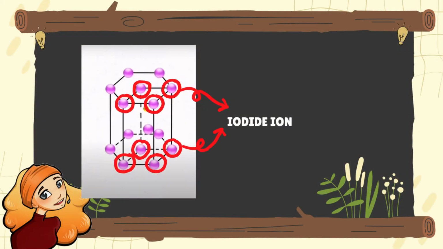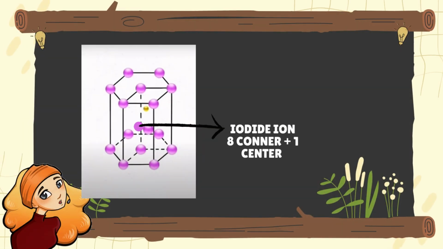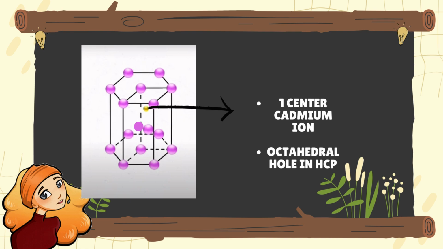As we can see, this is one unit cell of the hexagonal, and the 8 corners that I circled represent the iodide ion. Additional to that, there is one more iodide ion at the center of the unit cell, specifically at the coordinates of 2/3, 1/3, and 1/2. As for the cadmium ion, there is only one located at the center of this unit cell, specifically at the coordinates of 1/3, 2/3, and 3/4.